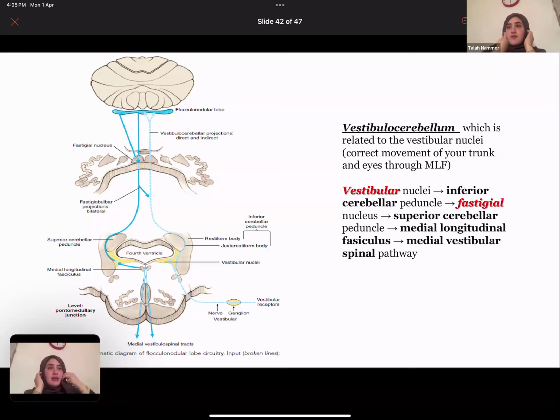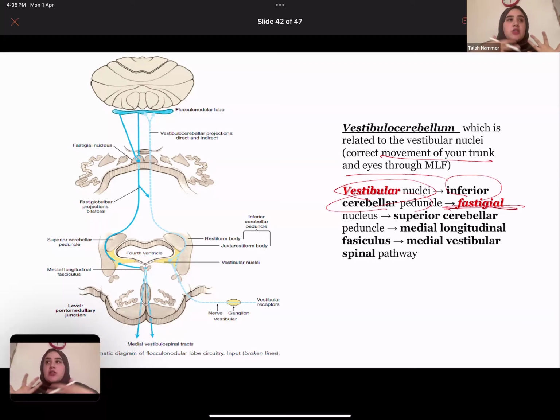So the vestibulocerebellum has to do with the movement of your trunk and eyes. The vestibular nuclei are going to send signals through the inferior cerebellar peduncle into the cerebellum, and it's going to go to the fastigial nucleus. We know the function of the fastigial nucleus is to maintain balance and the movements of our eyes, to overview and fine-tune these movements. After it integrates and processes whatever information the inferior cerebellar peduncle sends it, it's going to leave the cerebellum through the superior cerebellar peduncle, and go to the medial longitudinal fasciculus.